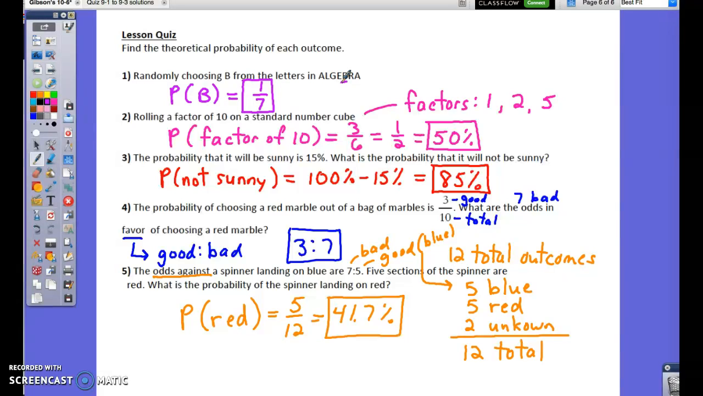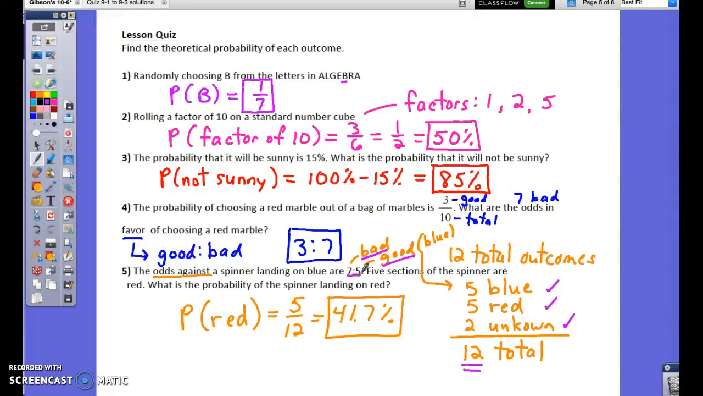Now, number 5, I just want to clarify here, make sure you're okay. If it says odds against a spinner landing on blue, that means there's 7 ways of the bad event occurring, if you want to call it that, and 5 ways of good. In other words, there's 5 blues, which I showed right here. The problem said there's also 5 red sections, meaning there's 2 unknown because we know we have 12 total because of the 7 to 5 ratio right there.